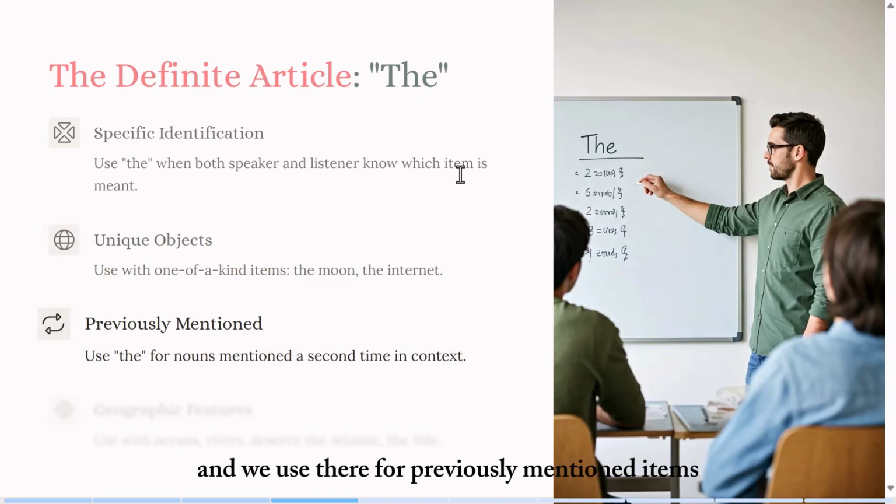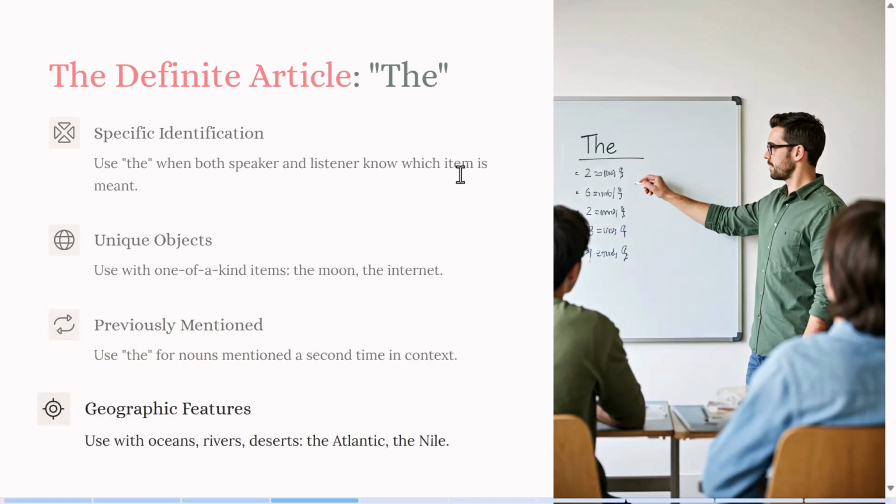And we use the for previously mentioned items. Use the for nouns mentioned a second time in the context. For example, look at this example. Yesterday, I bought a car. The car is red. Which car is red? The car I bought yesterday. So, when you mention a noun a second time, it is better to use the to make it specific. And we use the for geographic features like oceans, rivers, and deserts, like the Atlantic, like the Nile, like the Sahara Desert.